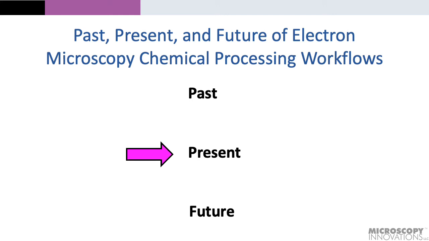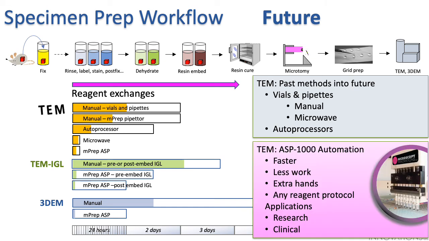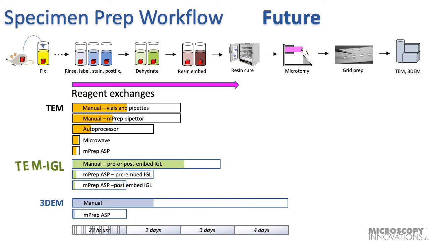I'll conclude with my predictions for the future of the chemical processing workflows. I believe that the future will include the methods of the past due to the wide variety of specimens, labs, and applications. But I think that the advantages of automation will lead to increasing adoption in research and clinical labs due to the high value of faster results with less labor and the capability of following any reagent protocol. And regarding IGL, I think that the daunting labor for manual prep has slowed down the use of this powerful imaging technique since its development many decades ago.